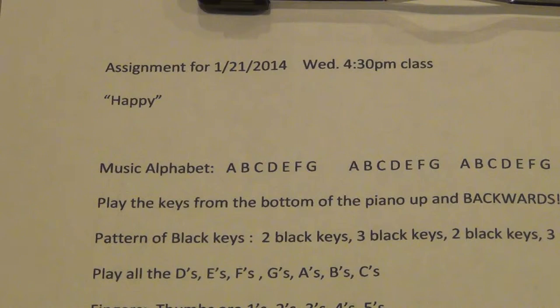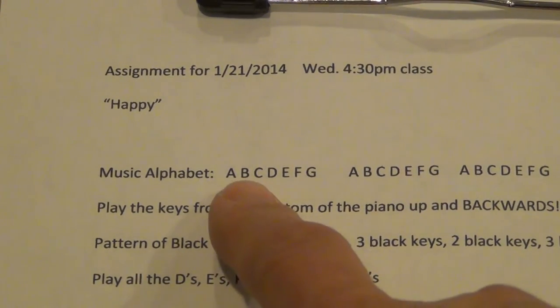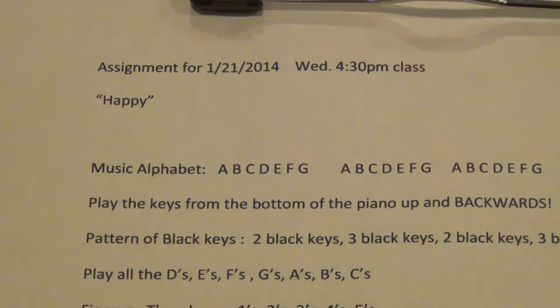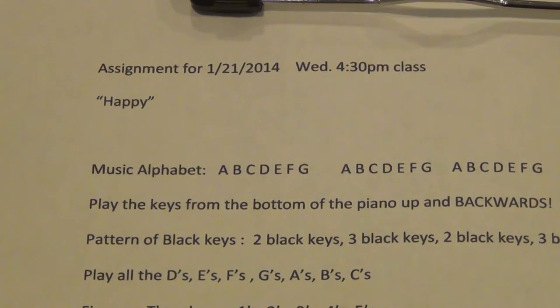So in our class, we started working on the music alphabet. We named our alphabet A, B, C, D, E, F, G, and it's that over and over again. So it's A, B, C, D, E, F, G, A, B, C, D, E, F, G, over and over again on the keyboard.